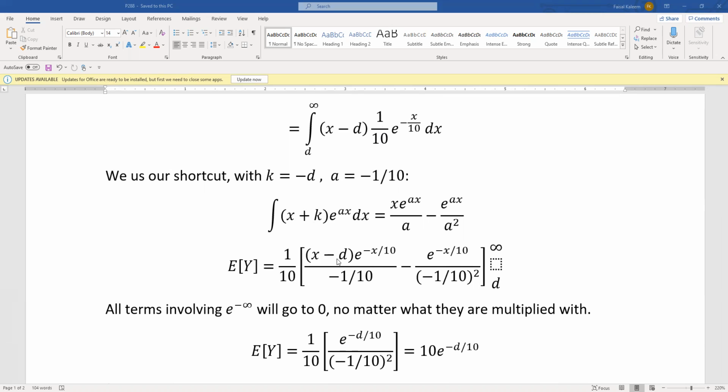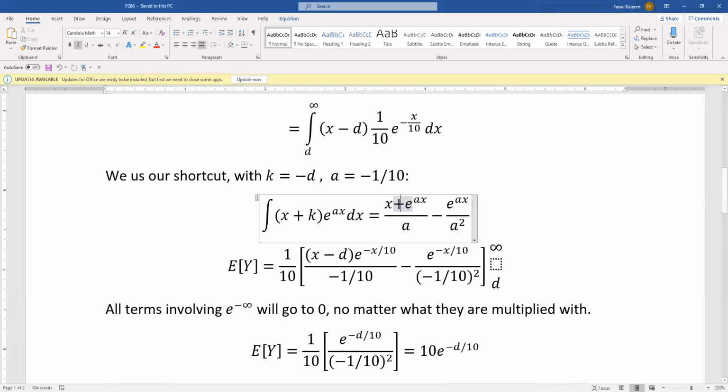X plus k means x minus, okay, I didn't write it correctly. This is x plus k. So x plus k means x minus d. E to the ax means e to the negative x by 10, divided by a, and a was negative 1/10. And here we have e to the ax, which is e to the negative x by 10, divided by a squared, which is negative 1 over 10 whole squared, from d to infinity.